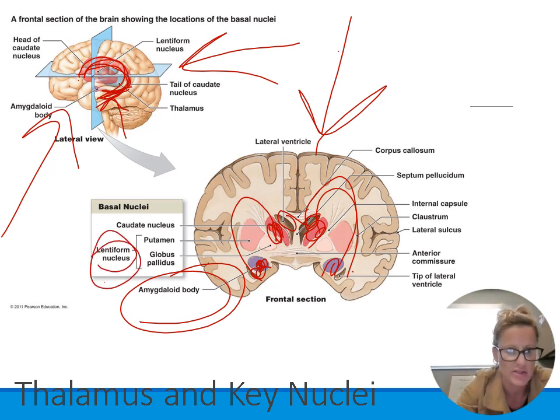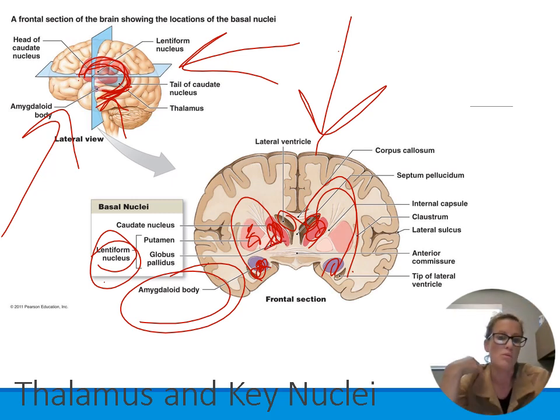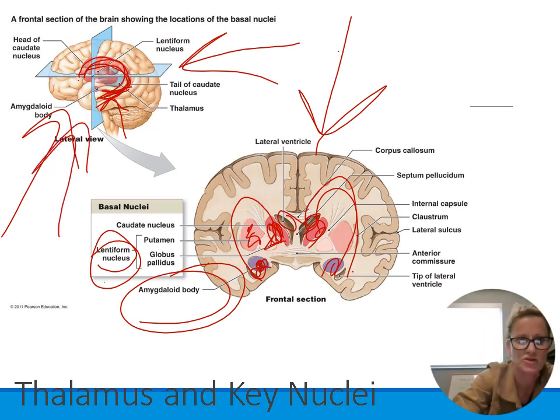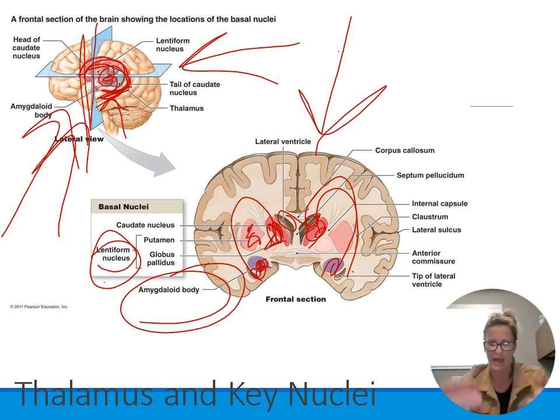The lentiform nucleus, remember, is more lateral, and the lentiform nucleus has two parts to it: the putamen, which is the outer part, and then the globus pallidus, which is the more medial aspect. Note, we don't see the thalamus in this section because of where it's taken. If you look at the top picture, this is taken right here, and the thalamus is more posterior to that. It's back further.